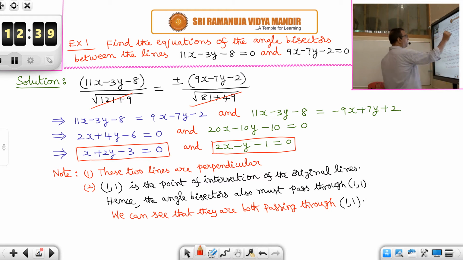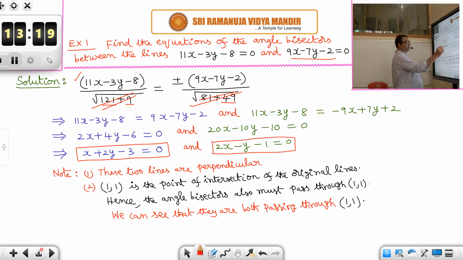So, using that formula, first line 11x minus 3y minus 8 by root of 11 square plus minus 3 whole square, 121 plus 9, is equal to, on the right hand side, plus or minus the second line, 9x minus 7y minus 2 whole divided by root of 9 square, 81, plus minus 7 whole square, 49. But what is 121 plus 9? 130, root 130. Here 81 plus 49 is also root 130. Therefore, they cancel out. So, let us take first a plus sign.